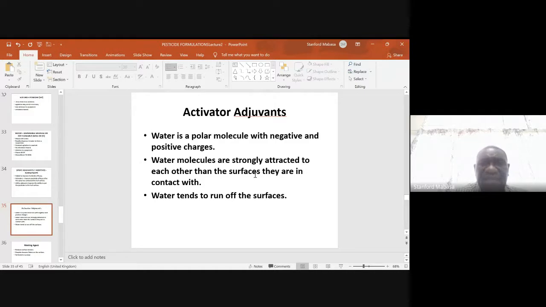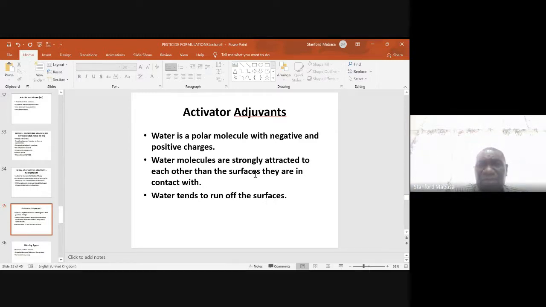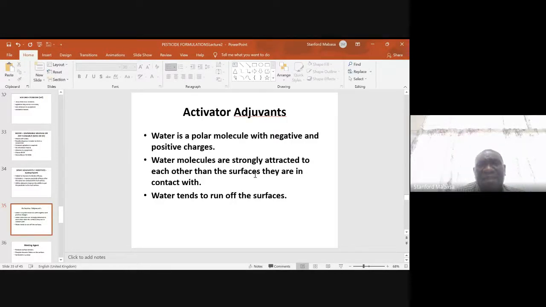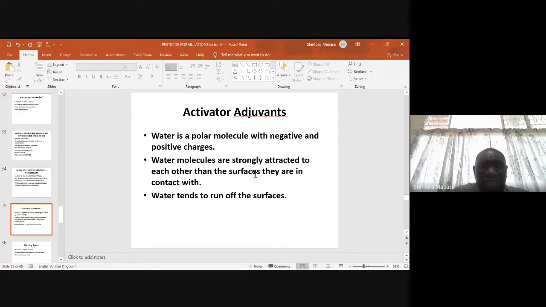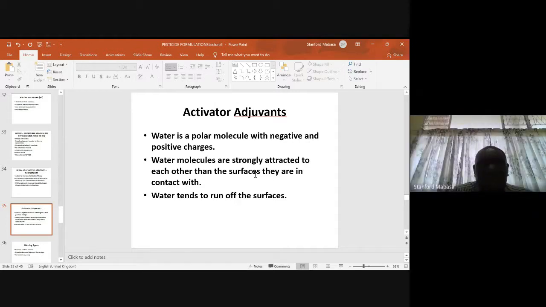Now, the activator adjuvants, these are water. Let me talk about the properties of water so that we can understand their effect. Water is a polar molecule with negative and positive charges. You know, water contains oxygen, which carries the negative charge, and there are two hydrogen atoms attached to oxygen, and these hydrogen atoms form positive charges.